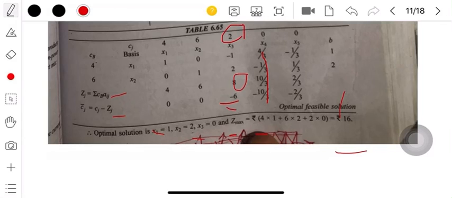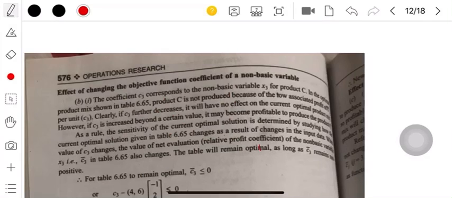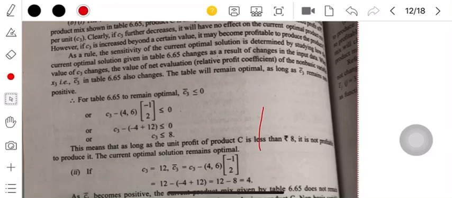right? So what will be the maximum value of C3? C3 can be less than or equal to 8. So when C3 is less than or equal to 8, the solution is optimal, otherwise the solution is not optimal. So this is how they have done it. So C3 bar should be less than or equal to 0.